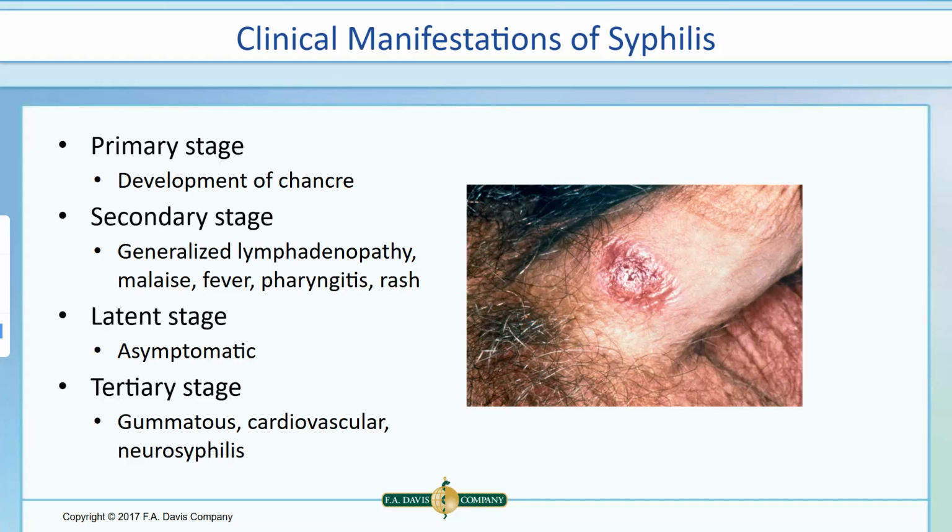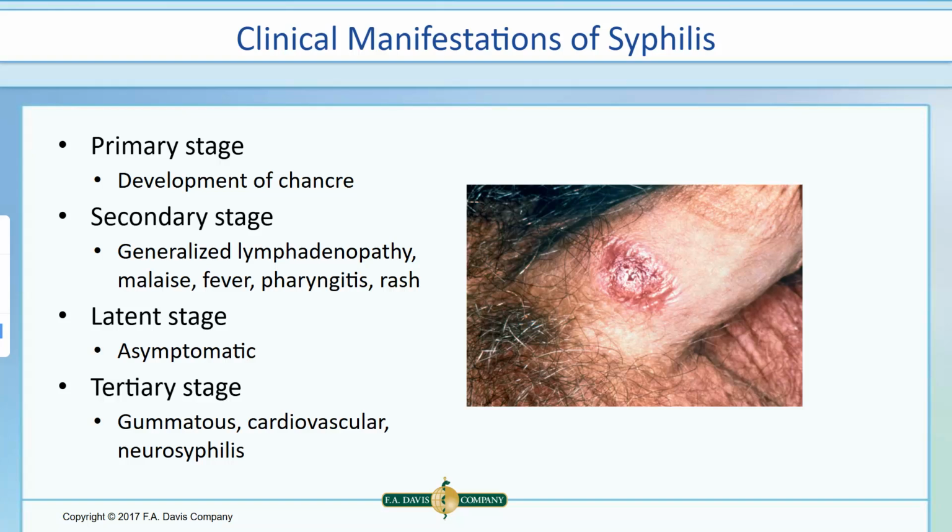So in the secondary stage, the canker will completely heal up, and now the spirochete has traveled through the blood and into the lymphatic system. You have generalized lymphadenopathy, malaise, fever, pharyngitis, and a rash. This rash is pretty obvious. You see this rash over a big chunk of the body, and it's a bright, glowing, flaming red rash. As I mentioned, you can't see the spirochete anymore, so a lot of times we just have serological testing.